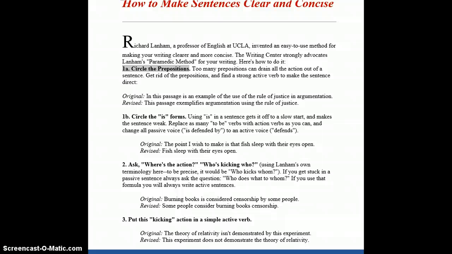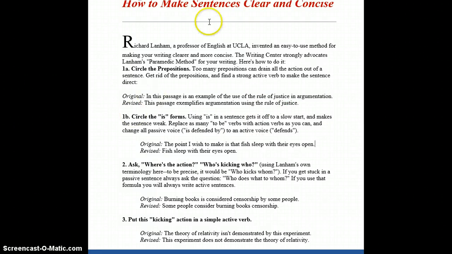1A, circle the prepositions. So Richard Lanham, who is the author of the book from which this is summarized, says too many prepositions can drain all the action, and the reader just gets lost. In this passage is an example of the use of the rule of justice in argumentation. What did that just say? Revise it. This passage exemplifies argumentation using the rule of justice. So you just have the one preposition and prepositional phrase.